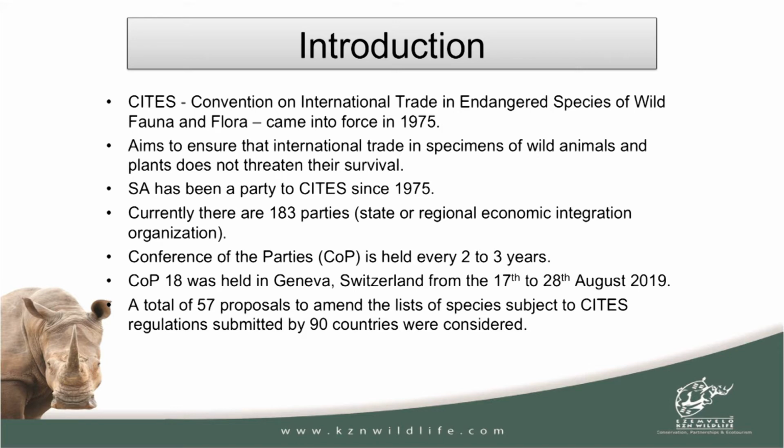In terms of proposals, there were a total of 57 proposals for listing submitted by 90 countries. In addition to that, there were several other proposals, not really for listing, but for other issues that were also discussed at the COP. So I thought it was important, before we start discussing the outcomes, to highlight what CITES is about and what the conditions for listing are, because often people misunderstand what the whole tool is, what CITES is all about.